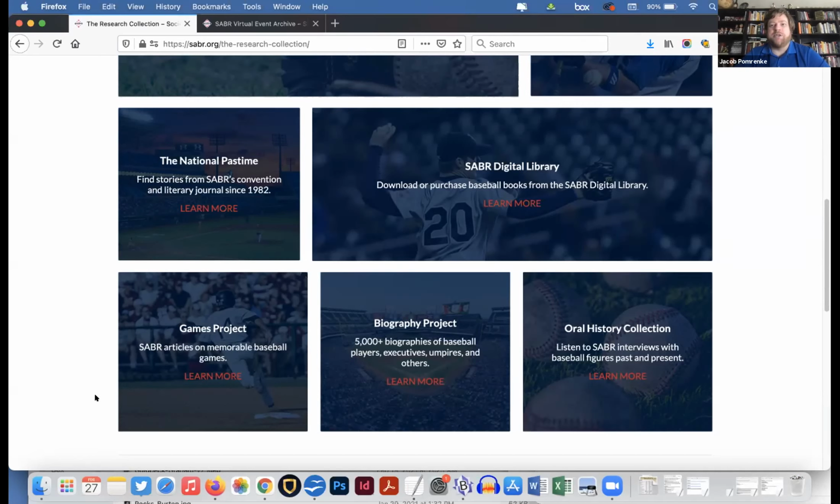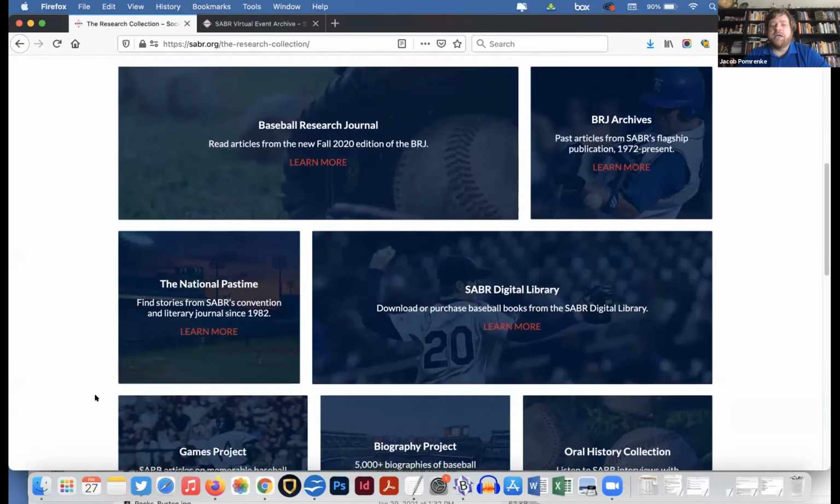So again, we're trying to add more and more of all the different ways that Sabre members have published their research. We're trying to get it all online so that it's more accessible to people, because that's really the whole mission of Sabre: to make baseball research accessible, and help people learn and understand the game a little bit better. So I wanted to go over a few areas of this research collection, so you could see what all is in it, and give you a little bit of an update.